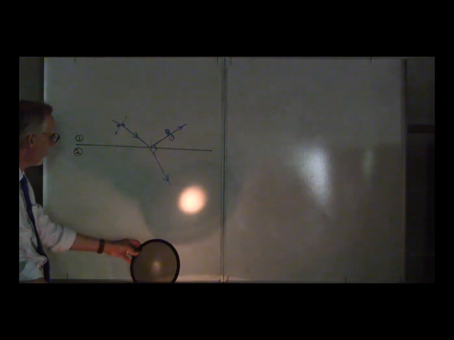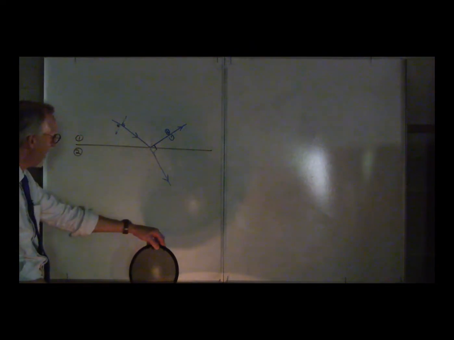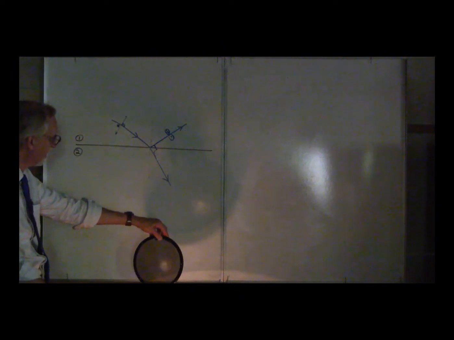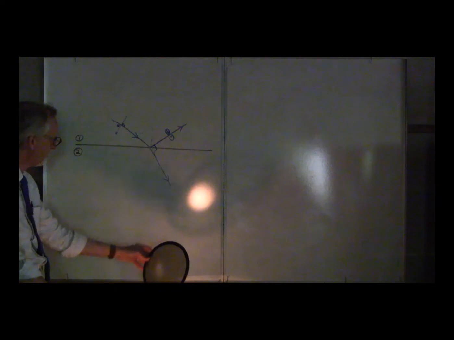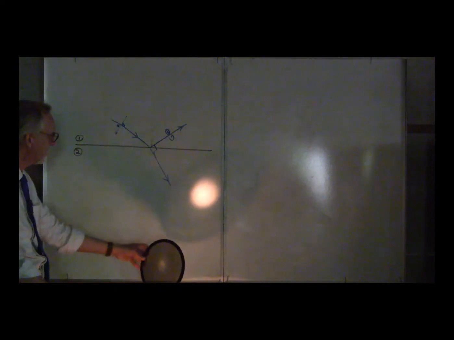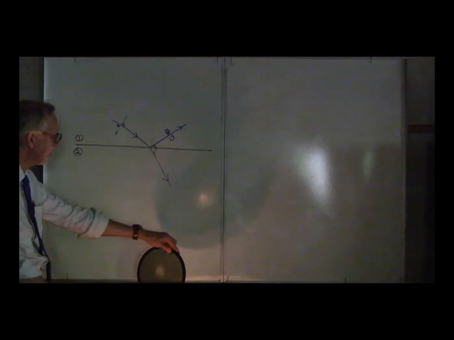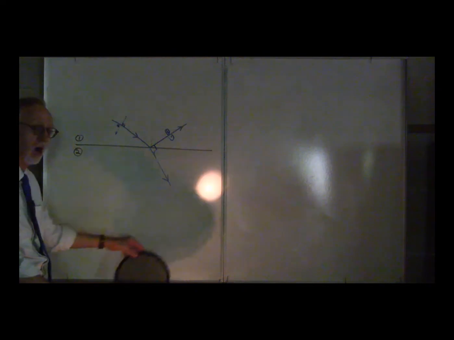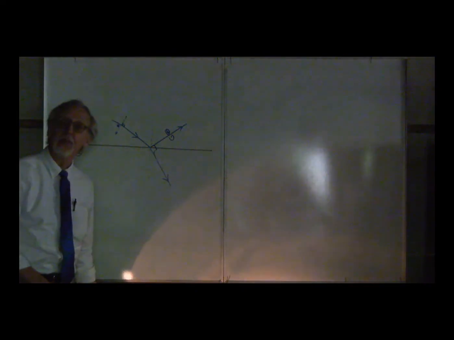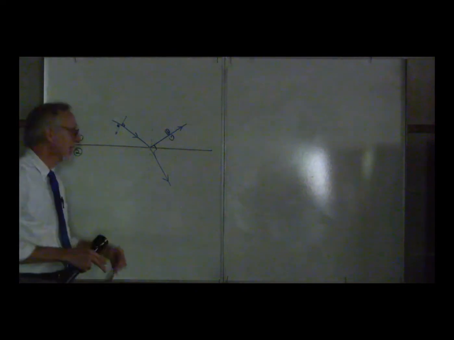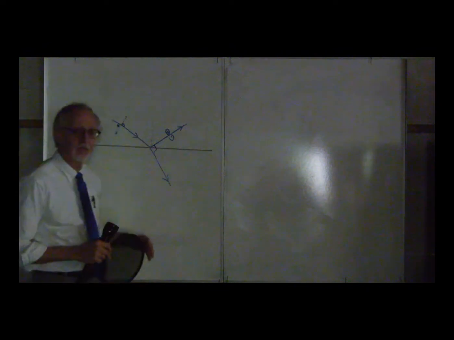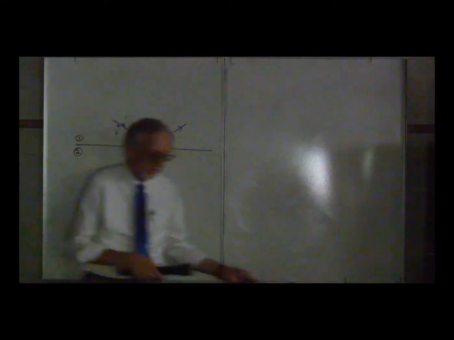However, if I rotate the polarizer, now I can completely cut out all of that light passing through the polarizer. So now what does that tell us? That tells us that the light that is reflecting off of the surface must be polarized. The fact that we have this reflection taking place is polarizing the light.